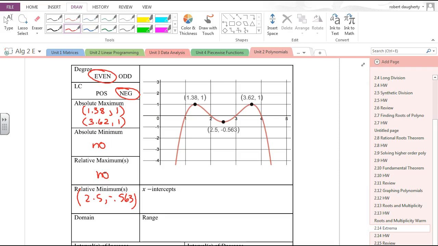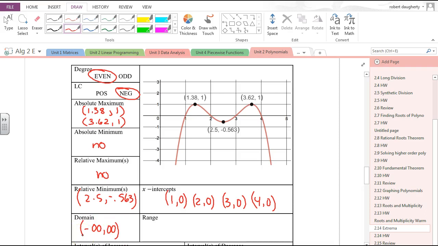What are the x-intercepts? 1, 0. This is where I was expecting feedback. 2, 0. 3, 0. 4, 0. Okay. What's the domain of this? What's the domain of this function? Yeah, negative infinity to infinity.